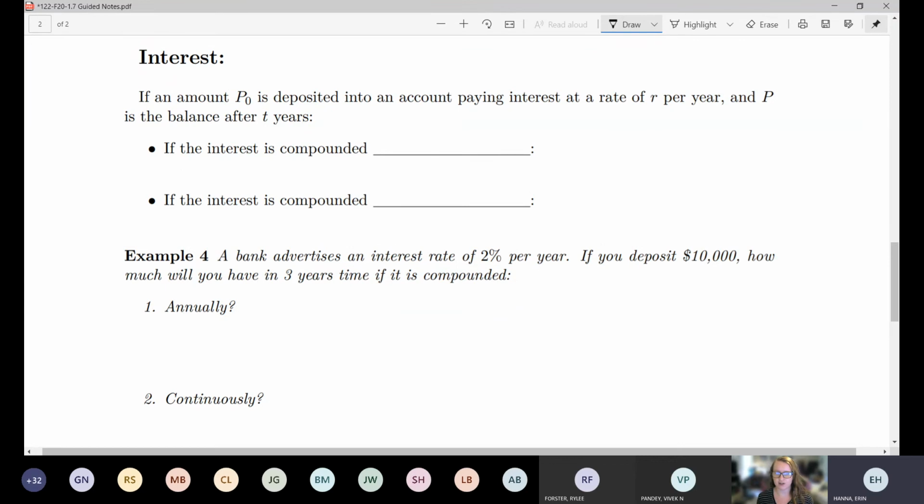If we're talking about interest, so say you put an amount P naught into your bank account that's going to pay you an interest of r per year. P is going to be the balance after t years. We have kind of two situations that we're going to go through. In other classes, you might realize that there are other ways to compound interest. But in our class, we're only going to talk about interest that's compounded annually versus continuously.